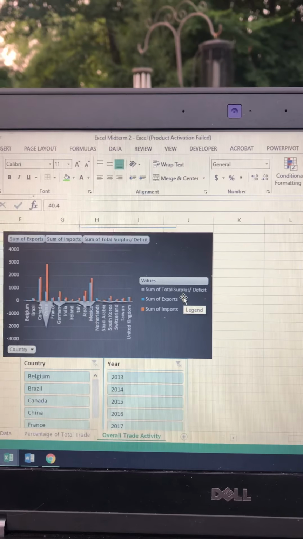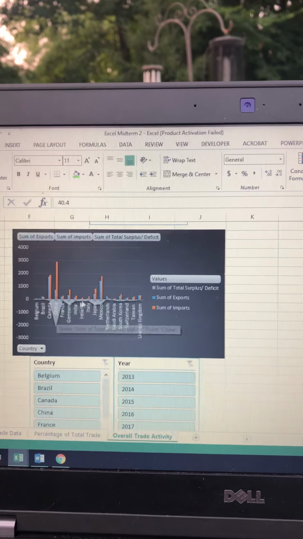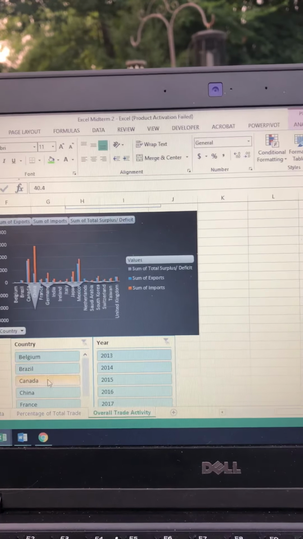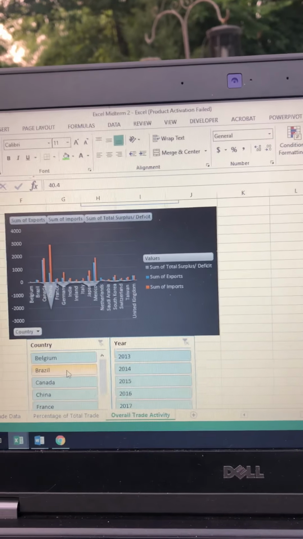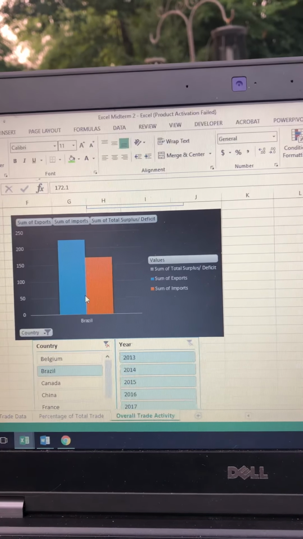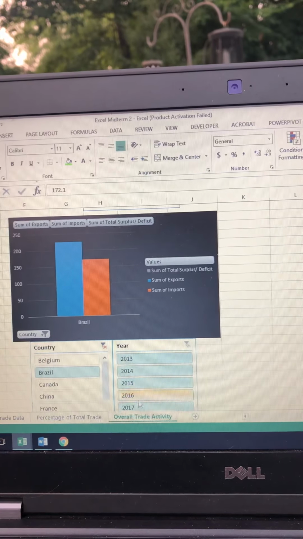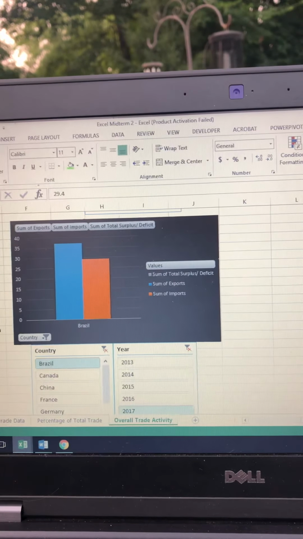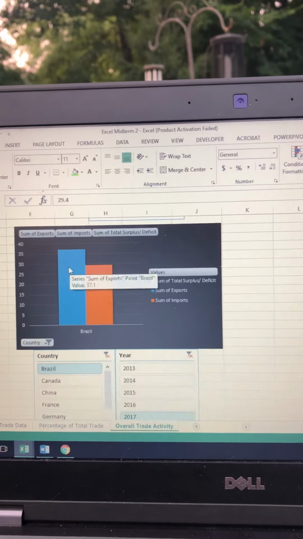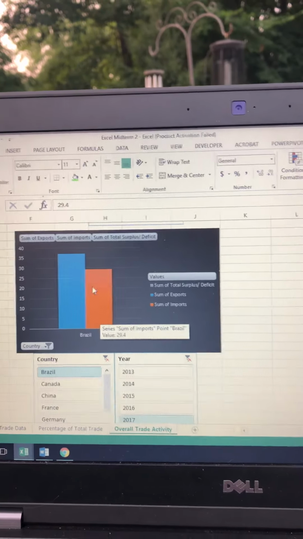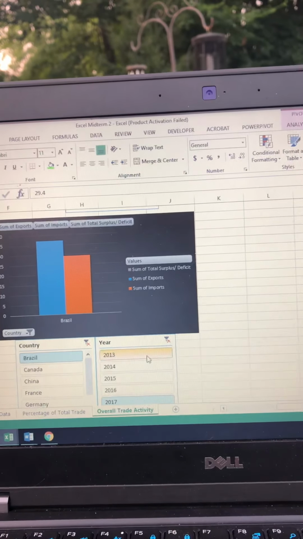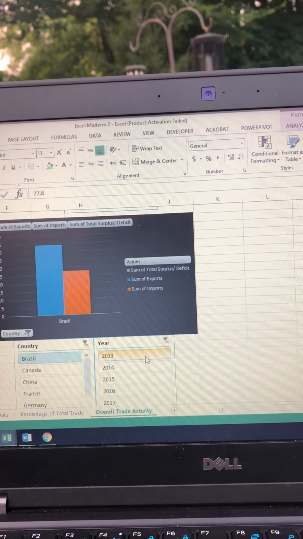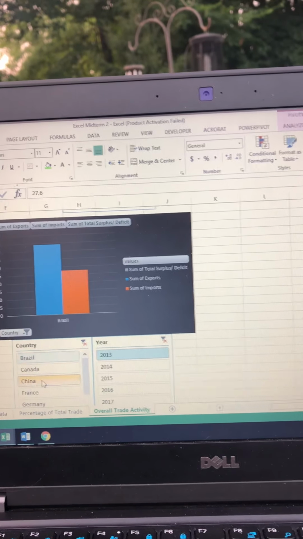The total surplus and deficit with China is again the biggest, and it's a little bit easier to check with the graph. If you wanted to check by country, you press Brazil, it pulls it up for you, and you go to a certain year. 2017, okay. So our exports were higher than our imports in Brazil, which is definitely a good sign. Let's see what happened with China.